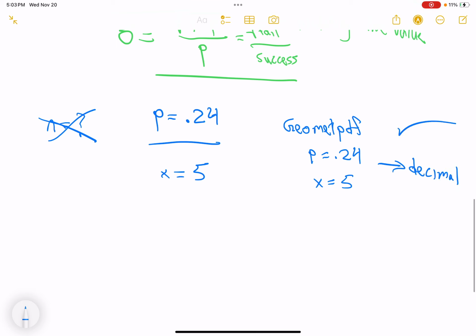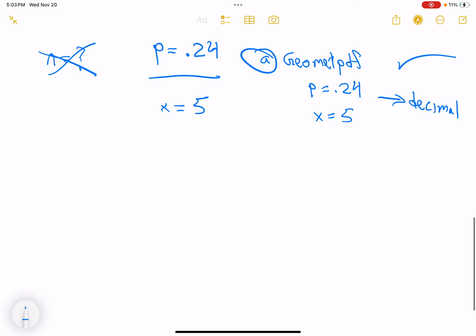and that is how you do that, okay? That's what I need in terms of work to show my solution. This is for part A. Let's look at part B.